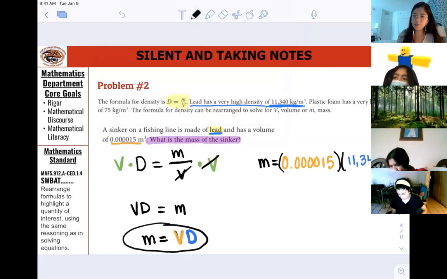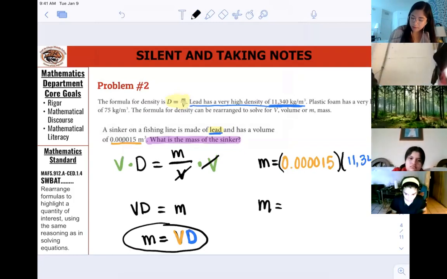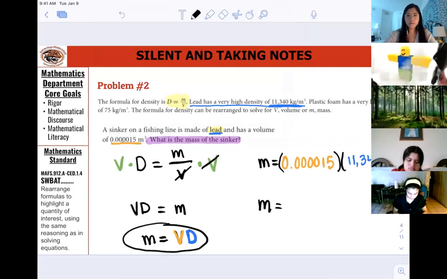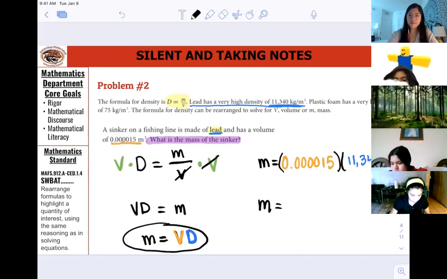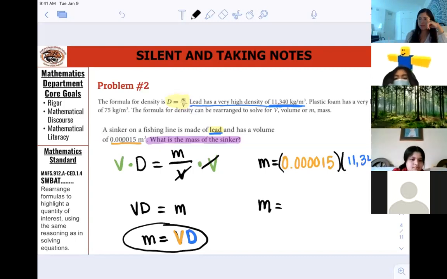All right, we've got our two numbers. Go ahead, use your calculators to multiply and get our answer for mass. 0.1701. Good. Does anyone want to confirm that? Got the same answer. Good. So, can you repeat it one more time so I can write it down? 0.1701.